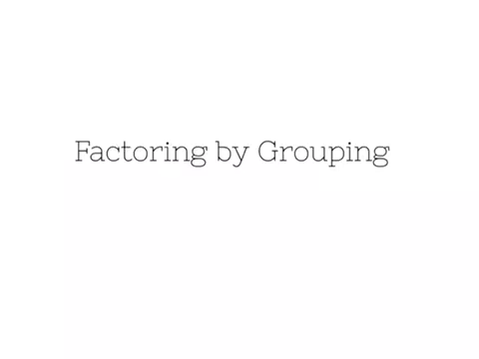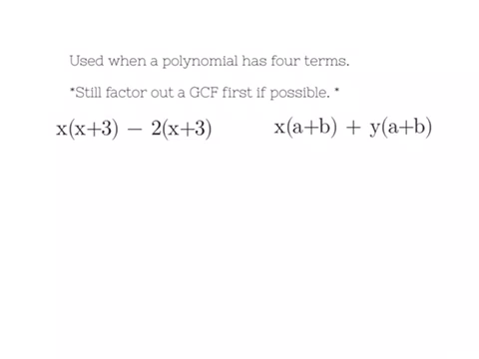Next, we're going to talk about factoring by grouping. Factoring by grouping is a very specific factoring strategy that we're going to use again later on, but we use it when a polynomial has 4 terms. And something we're going to talk about later is that we still have to factor out a GCF if possible. That's always going to be our first step when we're factoring.